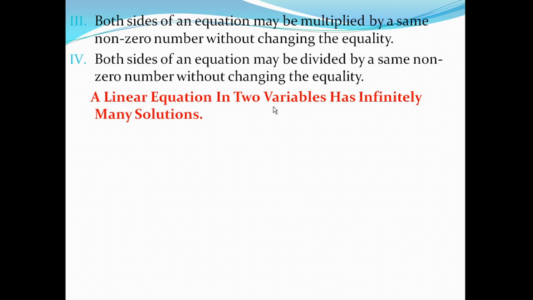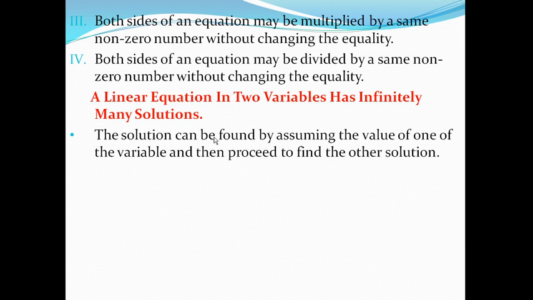How? Let's have a look. The solution can be found by assuming the value of one of the variables and then proceeding to find the other. So first of all, we have to imagine the value of one variable. Suppose we imagine the value of x is equal to 0, 1, 2 or so on, and then by substituting it in the equation we can proceed to find the other values. Now let's have a look at the example.